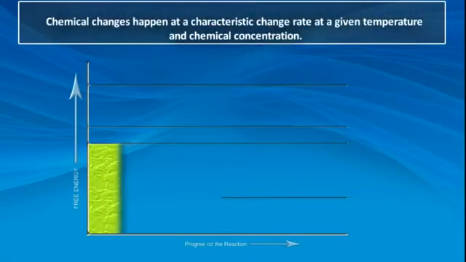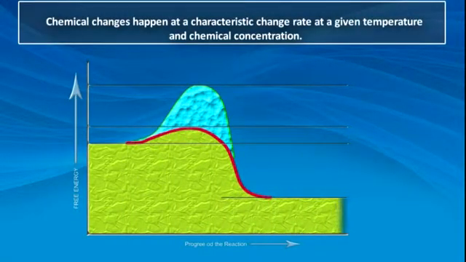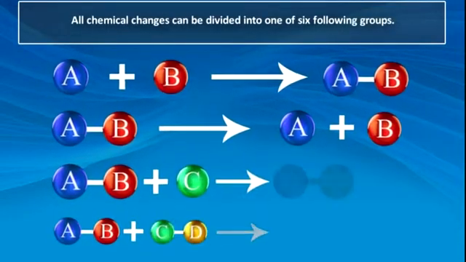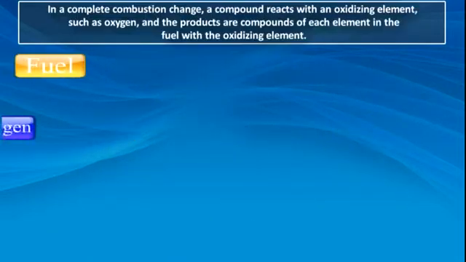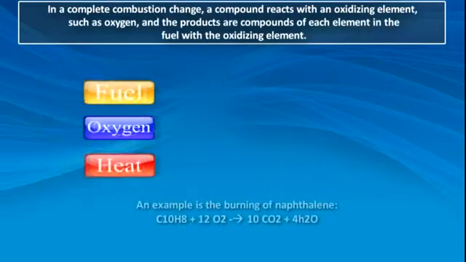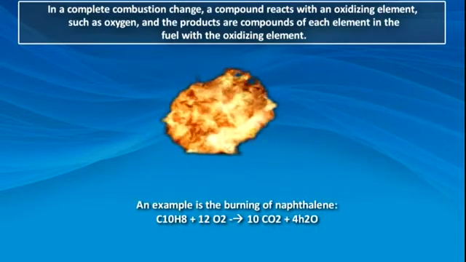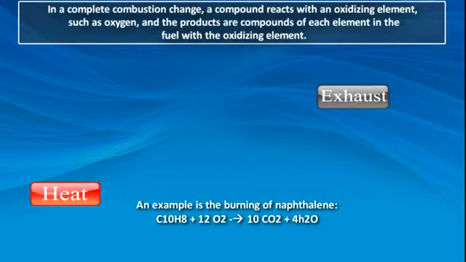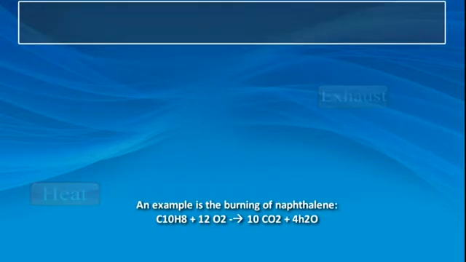A chemical change is a process that leads to the transformation of one set of chemical substances to another. All chemical changes can be placed into one of 6 following categories. A combustion change is when oxygen combines with another compound to form water and carbon dioxide. These changes are exothermic, meaning they produce heat.